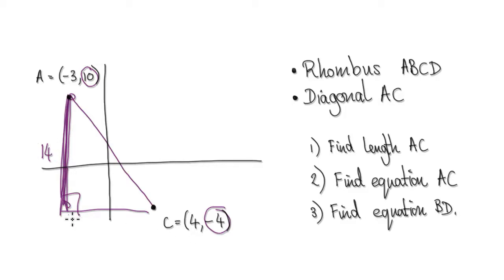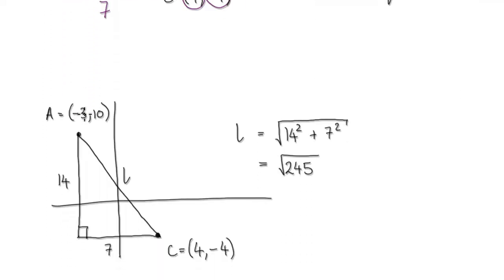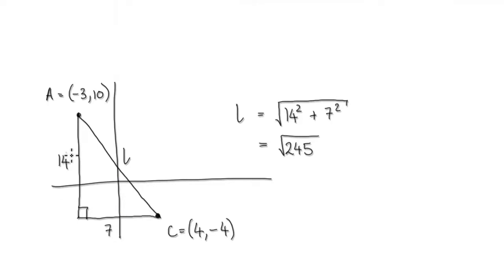And you need to know the across here. Well, the across, look at the x and the x. Because it's 3 backwards and 4 forwards, you know this is of length 7. So now we can use Pythagoras to work out the diagonal. It would be 14 squared plus 7 squared, add them together, square root. So the length is given by this.